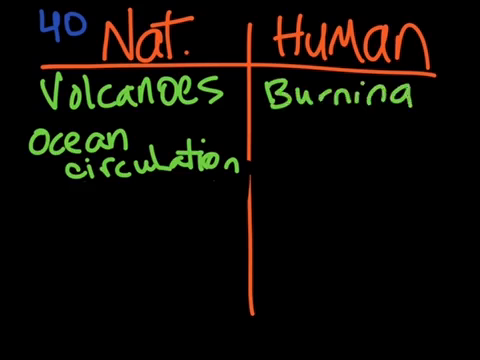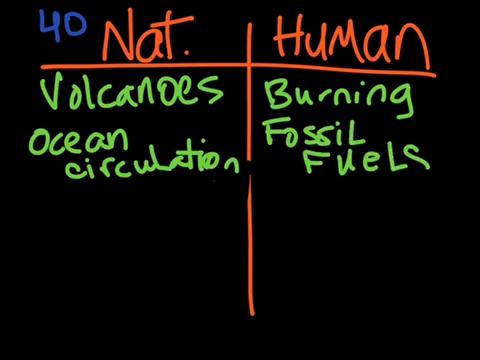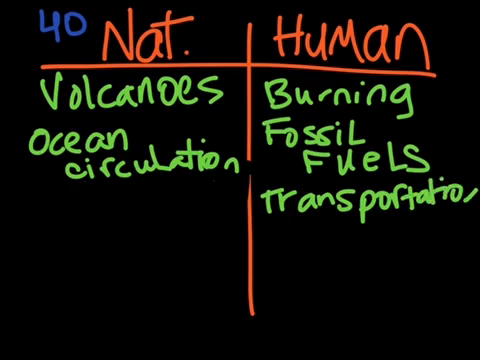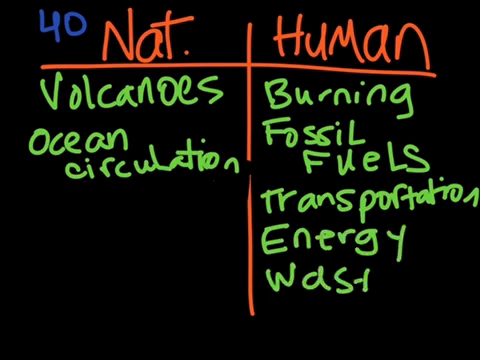Humans, burning fossil fuels is a huge one. So that's burning anything that releases carbon dioxide into the air. Burning coal is the biggest offender. Also for transportation, we burn oil and gasoline. So we also contribute more emissions by doing that. We also have high energy uses, and so anytime we want to create energy, we have to burn fossil fuels.